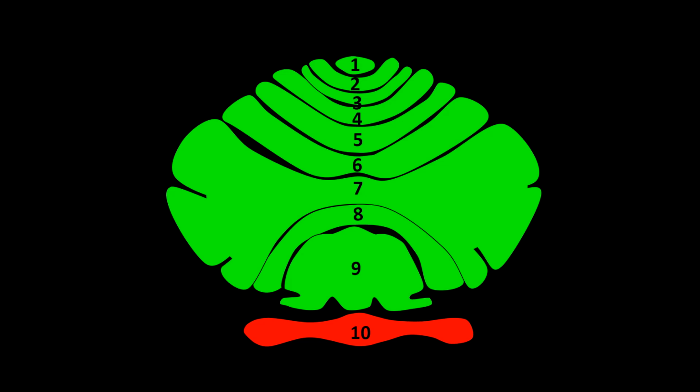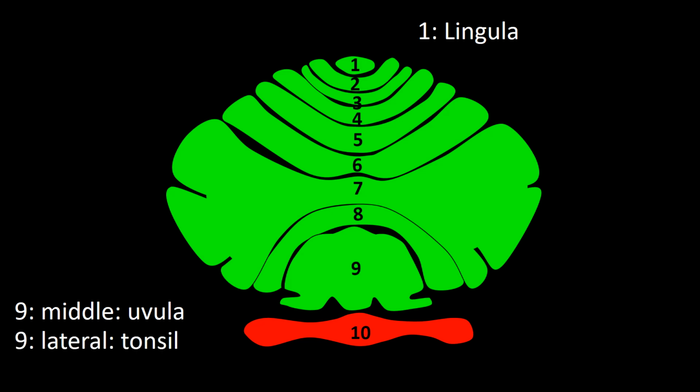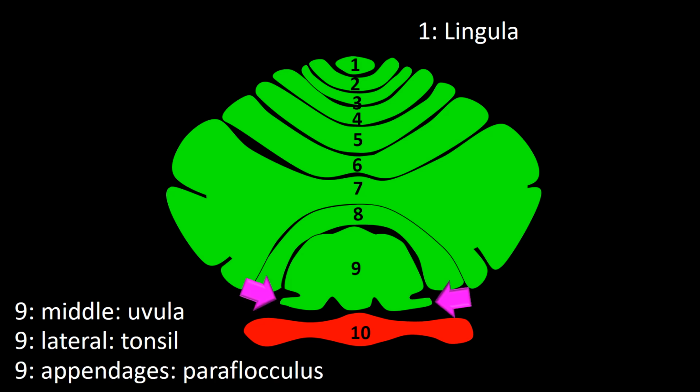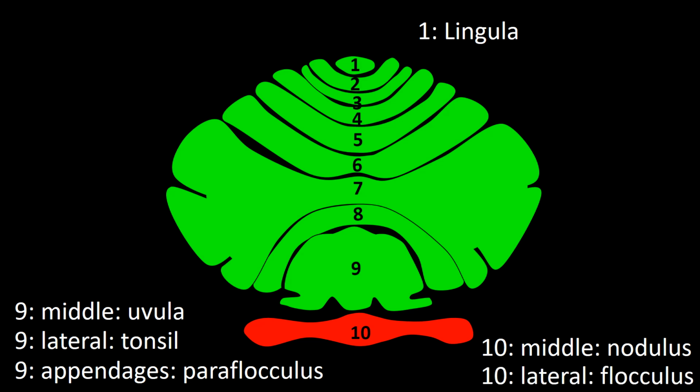This is an enlarged version of the prior cerebellar representation we saw in the prior frame. You do not need to know the name of every lobule, but I will mention a few. First, the lingula. The middle of lobule 9 is called the uvula. Lobule 9 lateral is called tonsils. The appendages are called paraflocculus. The middle of 10 is called nodule. The lateral is called flocculus.